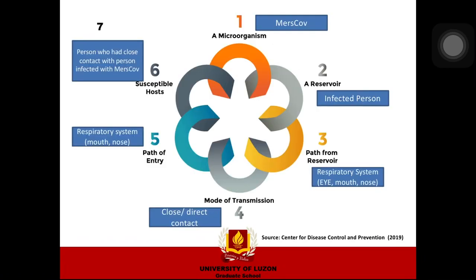So this is the chain of infection, how we get and transfer Middle East respiratory syndrome. First, we have the microorganism. The microorganism causing Middle East respiratory syndrome is the MERS coronavirus. It resides in infected persons and it comes out through the respiratory system via eyes, mouth, and nose through coughing, sneezing, or direct contact. It is transmitted through close or direct contact and it will enter a healthy individual through their respiratory system such as their mouth, nose, and eyes, and now the susceptible person contracts the MERS coronavirus.